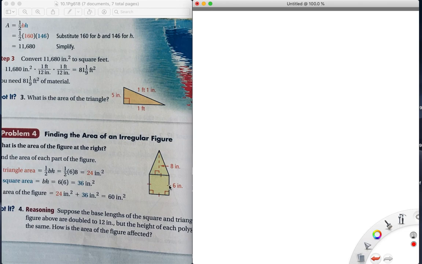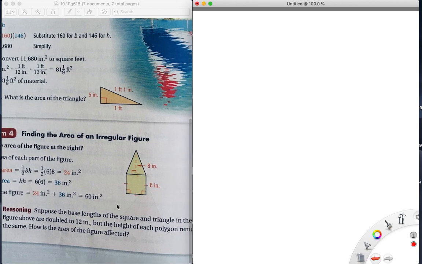Then we have the area of the square. Remember we said it's length times width, or base times height, or side times side. They're all the same. So since they're both the same, we say that it's 6 times 6, or 36 inches. And then we just add these together because it's complex, or composite, or irregular. And we get 60 inches squared.